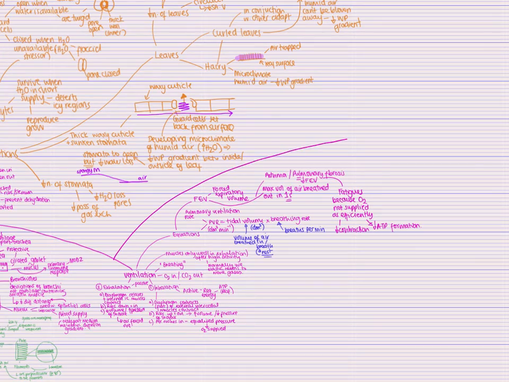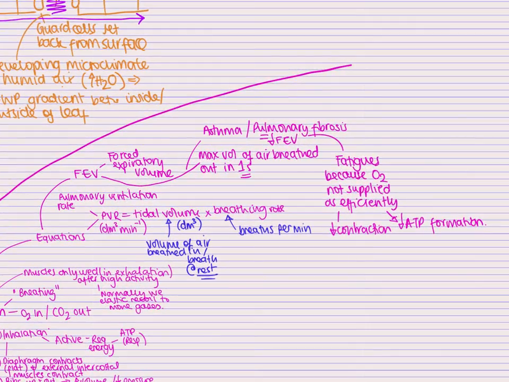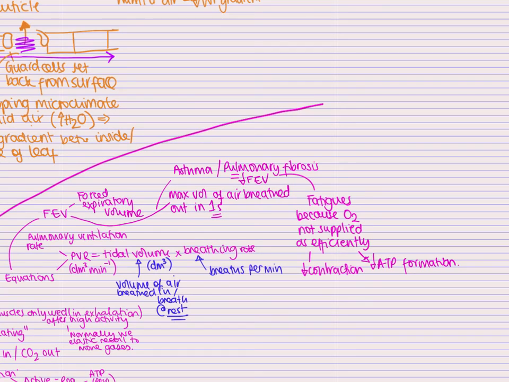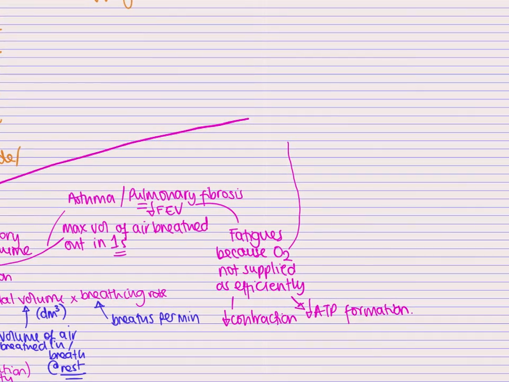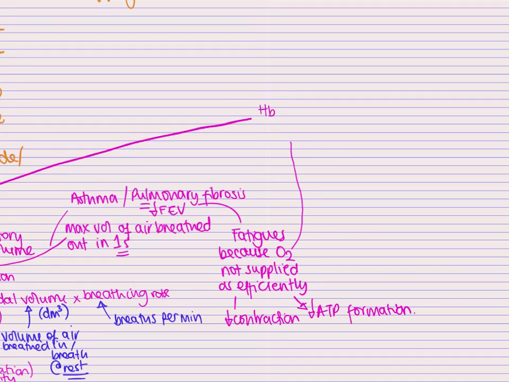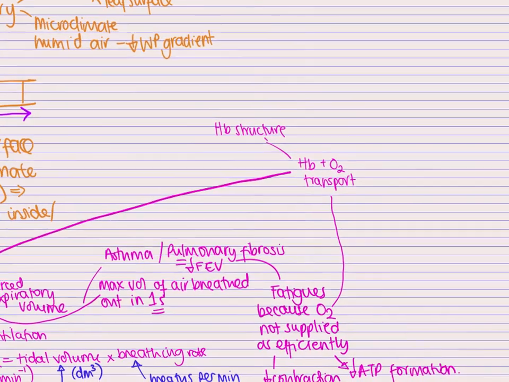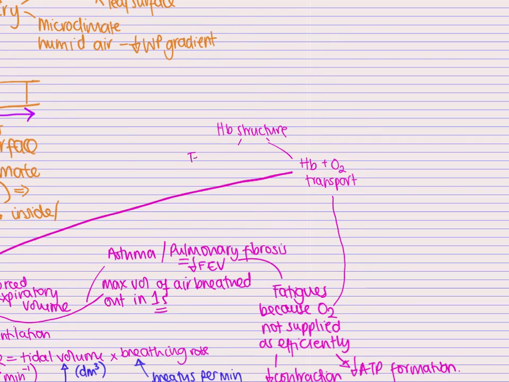So the final bit that we're going to do, and we're going to link it to oxygen supply up here, is hemoglobin. We can abbreviate hemoglobin to big H, little b. Hemoglobin and oxygen transport. The first thing we're going to look at is the hemoglobin structure. In terms of structure, it is a tetramer, so it's got 4 different subunits, and it is a globular protein.